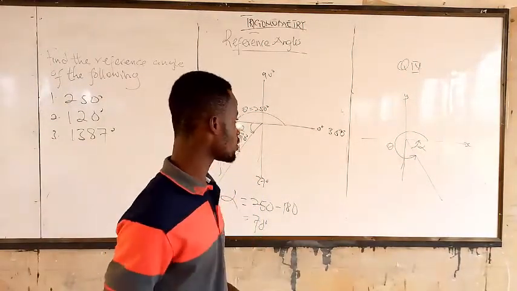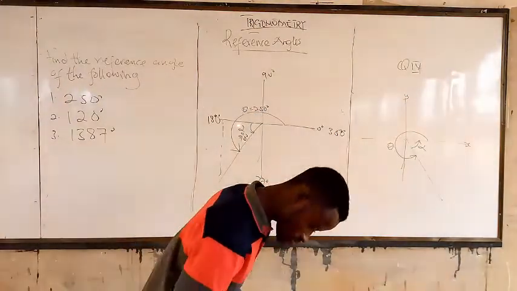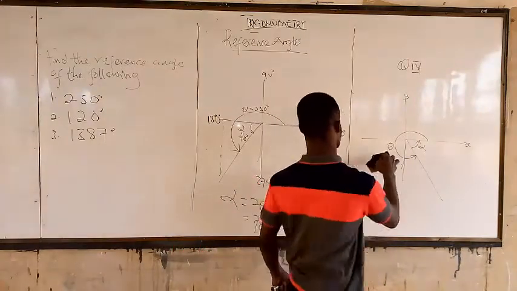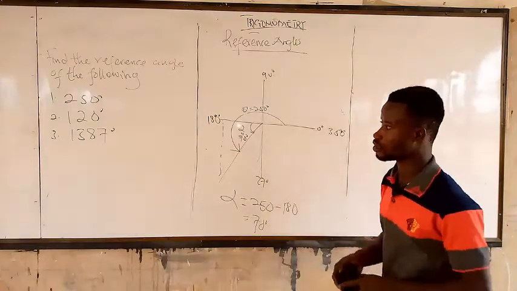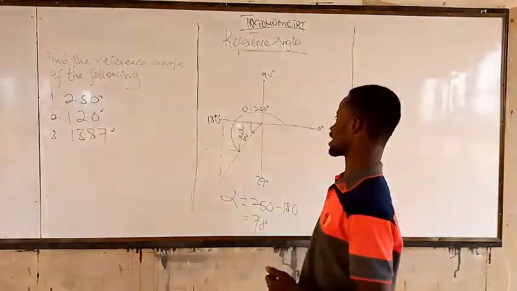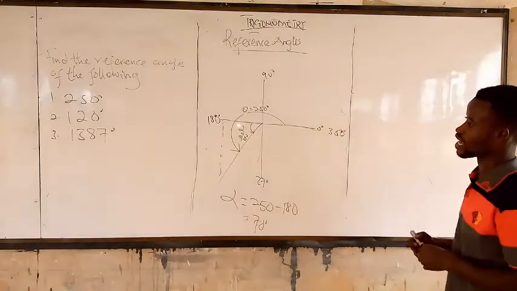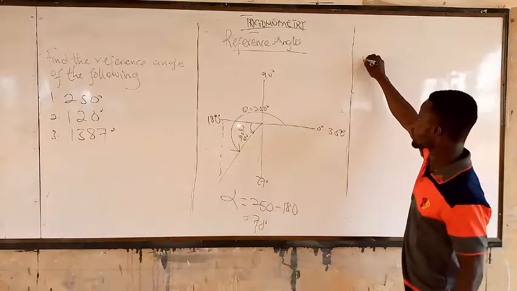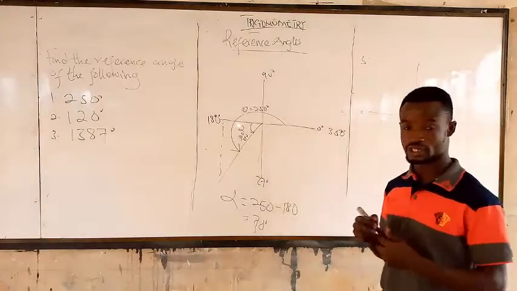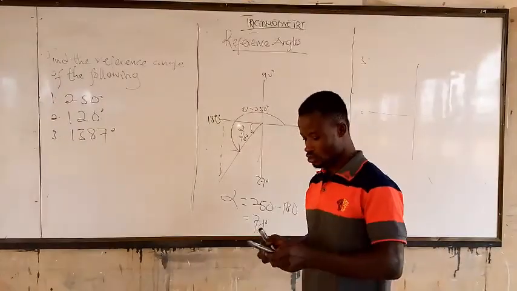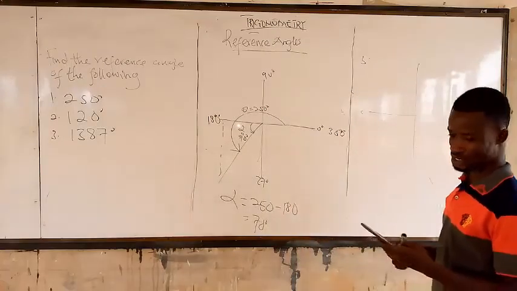I would like you to try the rest. Try the second one and give me the reference angle. Let me help you on the third one. You see, the third one is too huge, alright? So you just subtract from 1387. It's not easy.